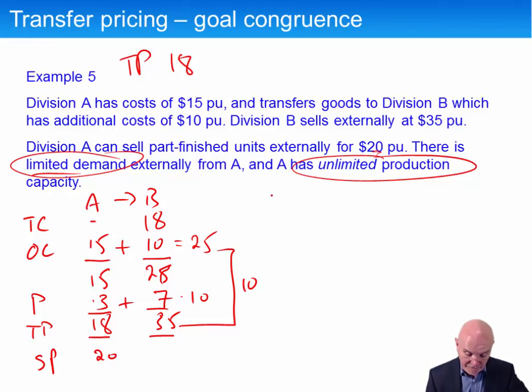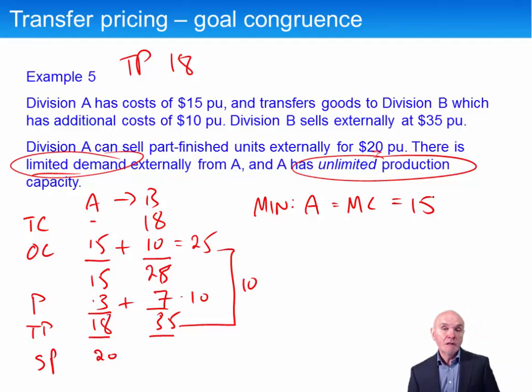So here we could say that the minimum transfer price is going to be determined by A. The transferring division always sets the minimum price. That's going to be equal to the marginal cost, which is 15. If the transfer price were lower than 15 after we exhaust all the sales to outside at 20, then we'd stop, because there's no point making more units at 15 only to sell them at 14.